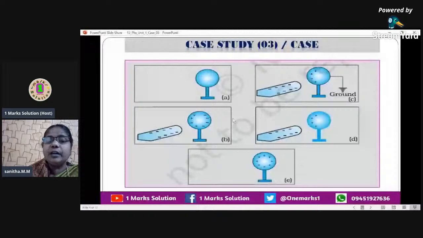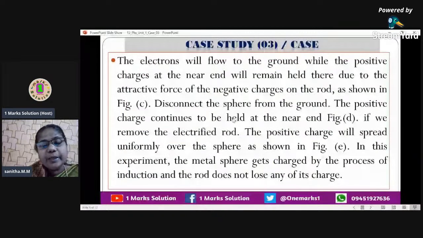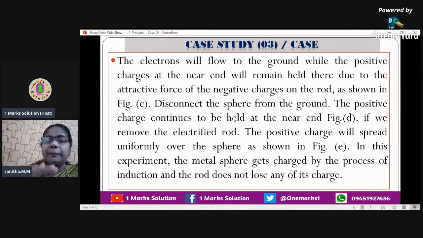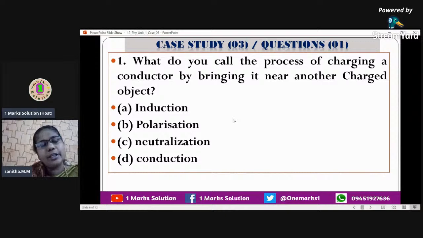Now, disconnect the sphere from the ground. The positive charge continues to be held at the near end. If we remove the electrified rod, what is happening? We can say the positive charge will spread uniformly over the sphere as shown in the figure. In this experiment, the metallic sphere gets charged by the process of induction, and the rod does not lose any of its charges. That is why I told that the process of inducing charge without any direct contact and without any loss of charge, we can call as charging by induction, or electrostatic induction.